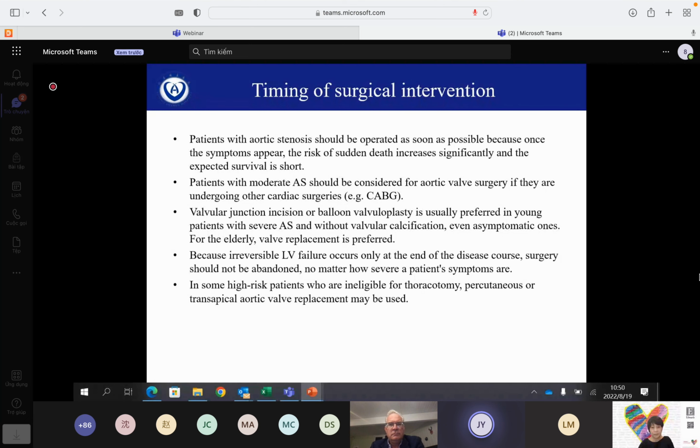Because irreversible left ventricular failure occurs only at the end of the disease course, surgery should not be abandoned no matter how severe the patient's symptoms are. In some high-risk patients who are ineligible for thoracotomy, percutaneous or transapical aortic valve replacement may be used.